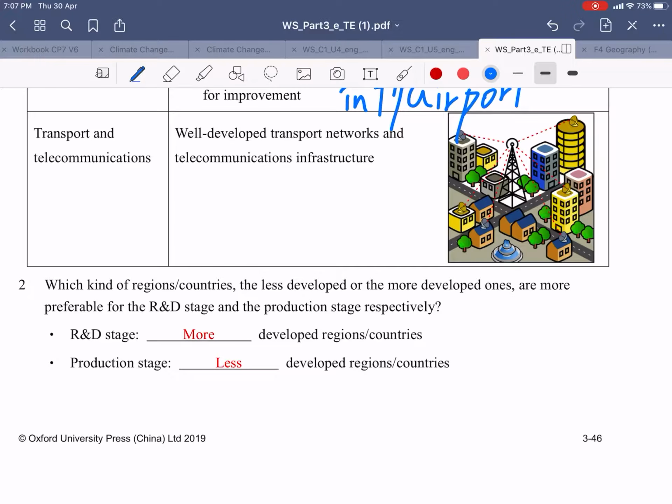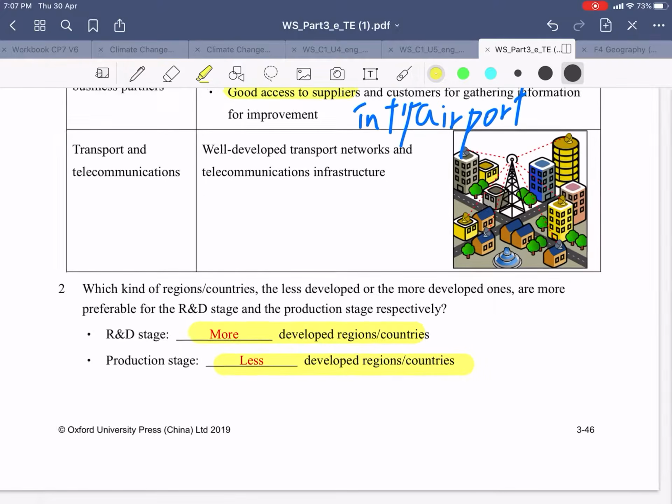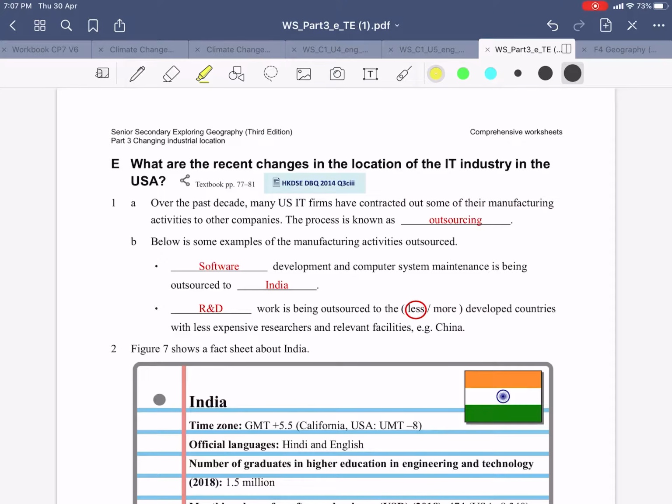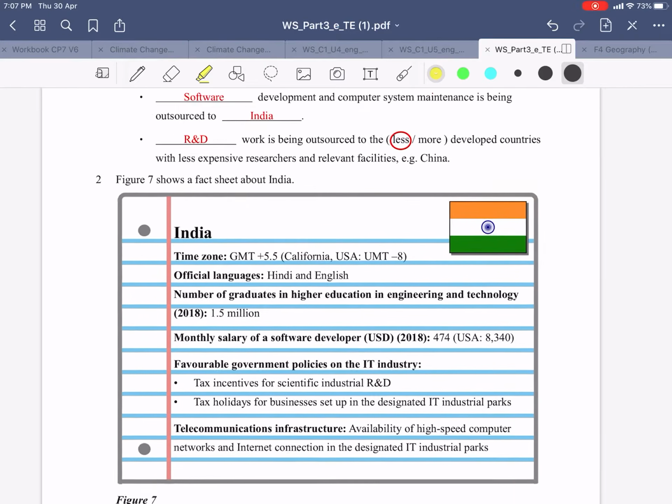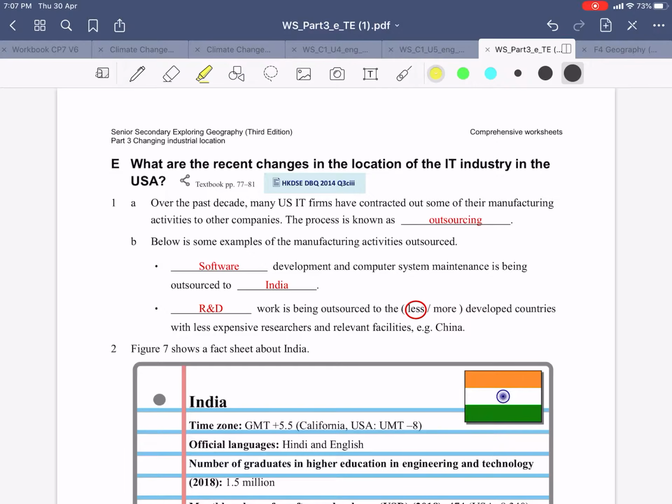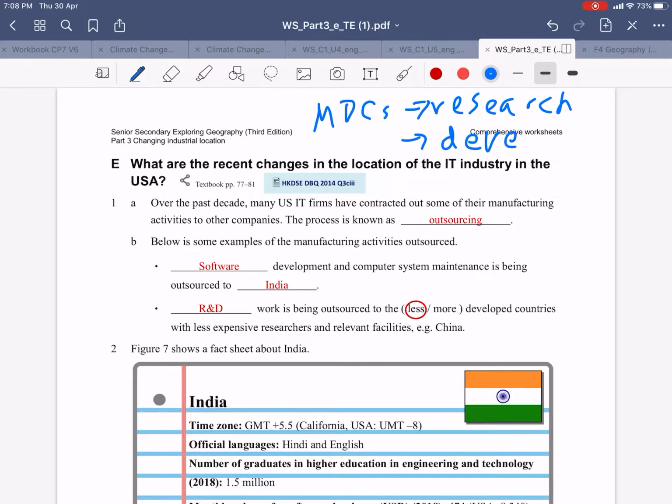R&D. So accordingly, R&D mostly are in the more developed regions or countries. Production mostly are in the less developed regions or countries. Okay. But we will have other kinds of IT industry in the LDC too, because for the MDC we are always doing the research, but for the development we always lead to the LDC. Why? Because what is the difference between the research and development?